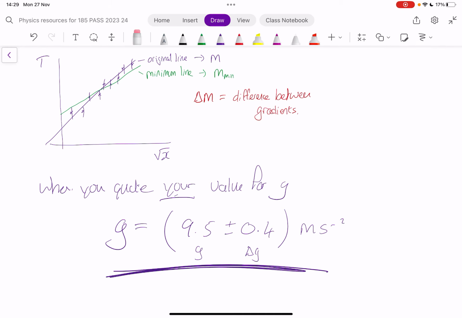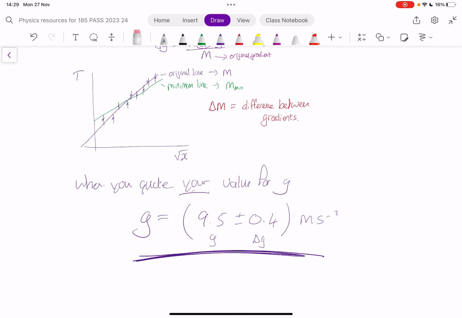Okay, so whatever your values for G are and whatever your uncertainty was. The units could be meters per second squared. Don't forget, they could also be newtons per kilogram. Nobody's going to argue they are not equivalent. And that's it. That's all of the processing you need to be able to do.